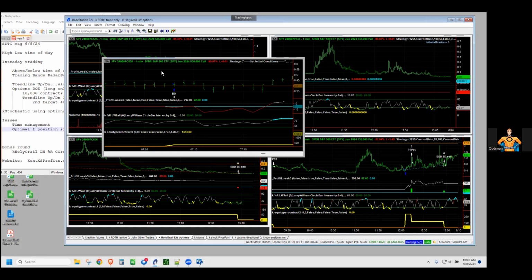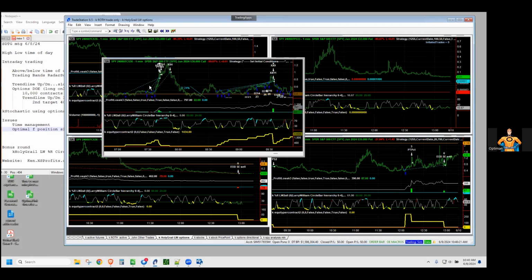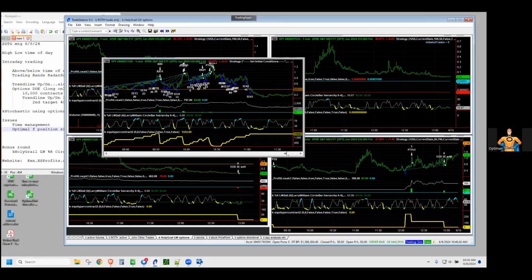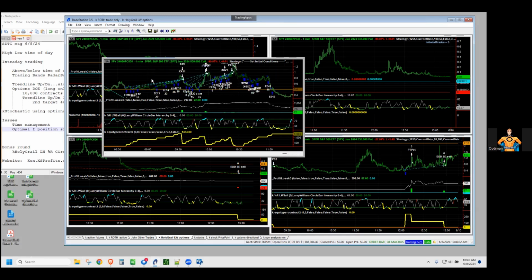I try to go back to options because the return to risk is phenomenal. 100 to 400% per day. I would like to see anybody do that. And it's just a symbol. You just put the symbol in there. It's like trading any kind of equity.